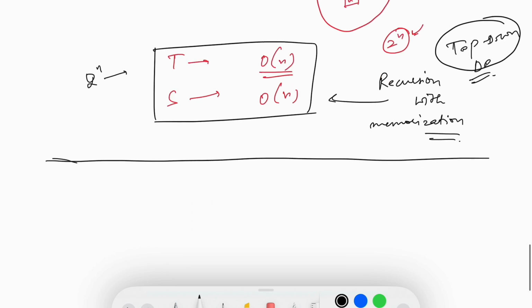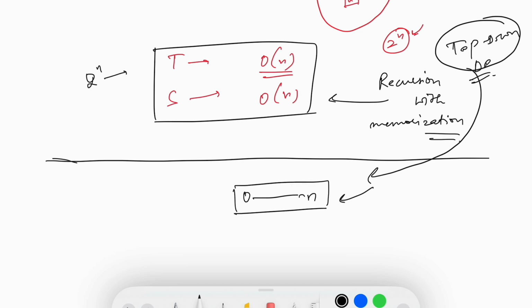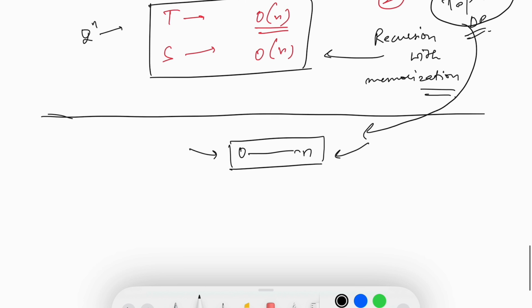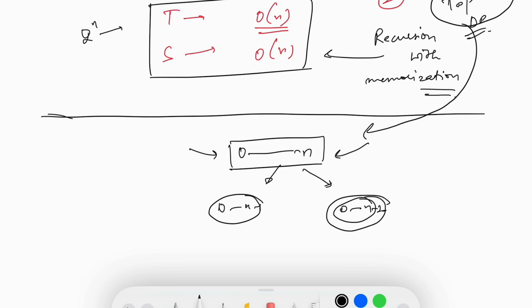Why is it called top-down? Let me explain. We have a bigger problem. We have to solve from 0 to n. This bigger problem we have to solve using smaller problems. From 0 to n minus 1 we need, from 0 to n minus 2 we need, sorry. So that's why it is called top-down approach.